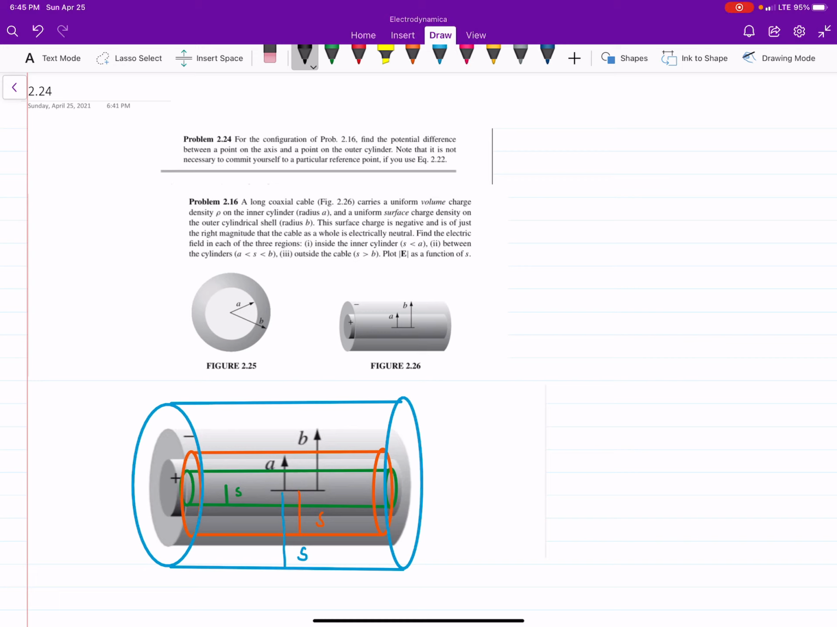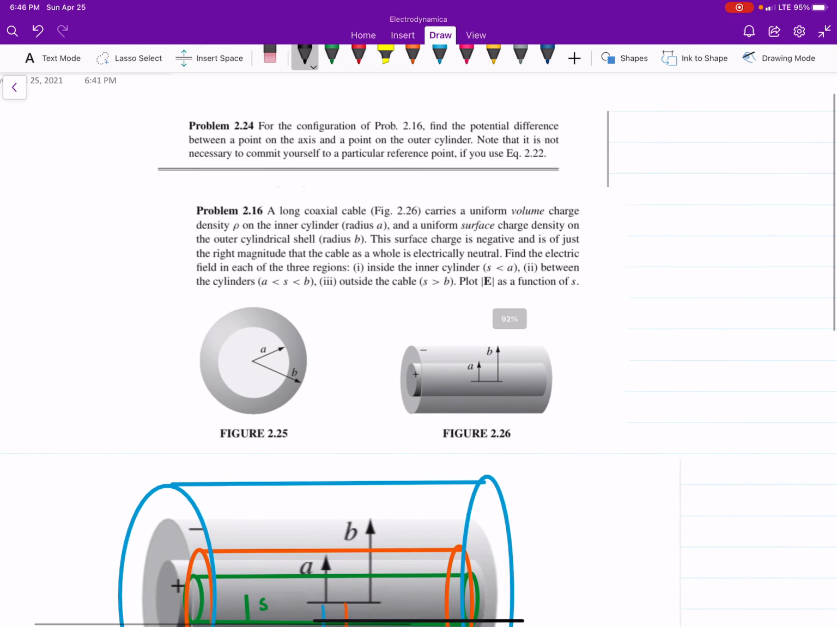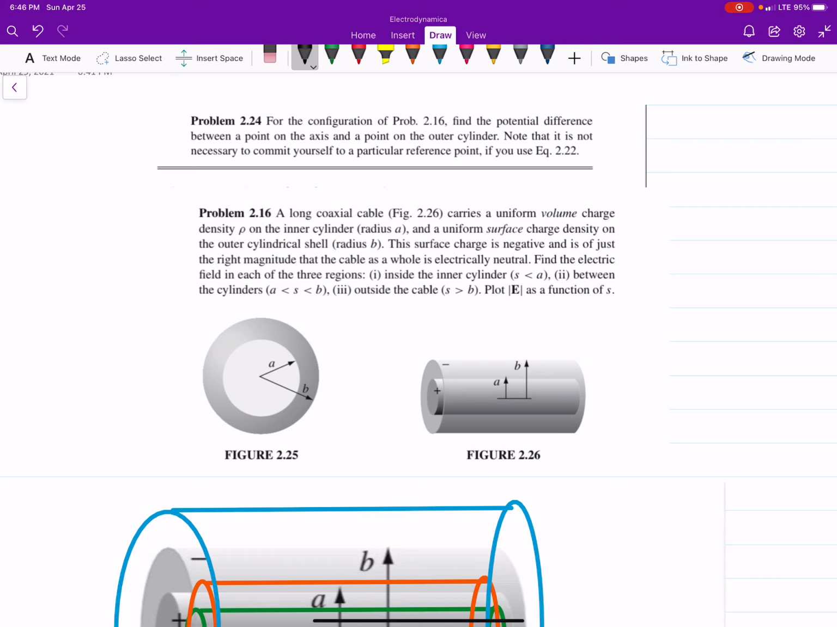So this is problem 2.24 out of Griffiths, which requires us to do 2.16. So the problem we're actually trying to solve is 2.24, which wants us to find the potential difference between a point on the axis, so right at the center, and a point on the outer cylinder.